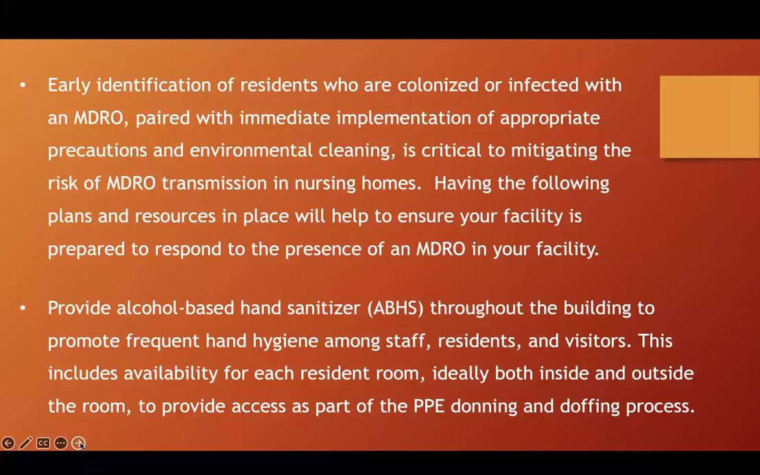You need to have the following plans and resources in place that will help to ensure that you're following the plans and resources in place. That'll help to ensure your facility is prepared to respond. Provide alcohol-based hand sanitizer throughout the building. You want to promote frequent hand hygiene among staff, residents, and visitors. You may want to make sure it's available for each resident room. Ideally, it would be both inside and outside the room to provide access as part of the PPE donning and doffing process.